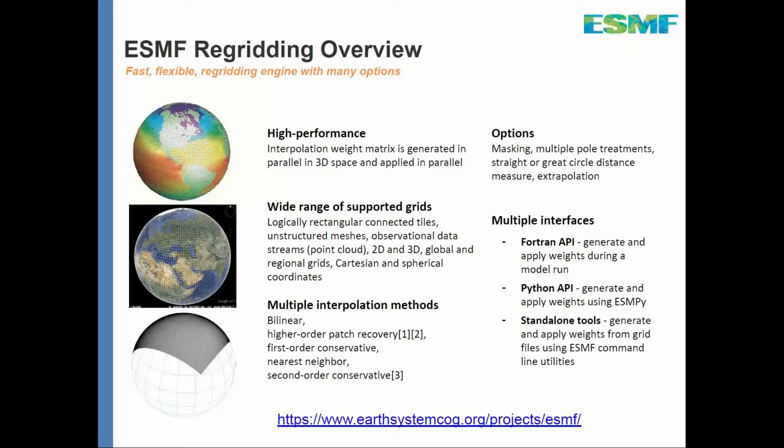So ESMF regridding is a high-level parallel interpolation weight generation system that scales to many thousands of processors. We support a wide range of grids, from logically rectangular tiles to unstructured meshes, 2D or 3D grids, spherical or Cartesian coordinates. We support a range of interpolation methods and various options you can apply while you're calculating regridding weights. This is all available through our Fortran API, a Python API. We actually have a C API, even though it's not on the slide, and there are some standalone tools.